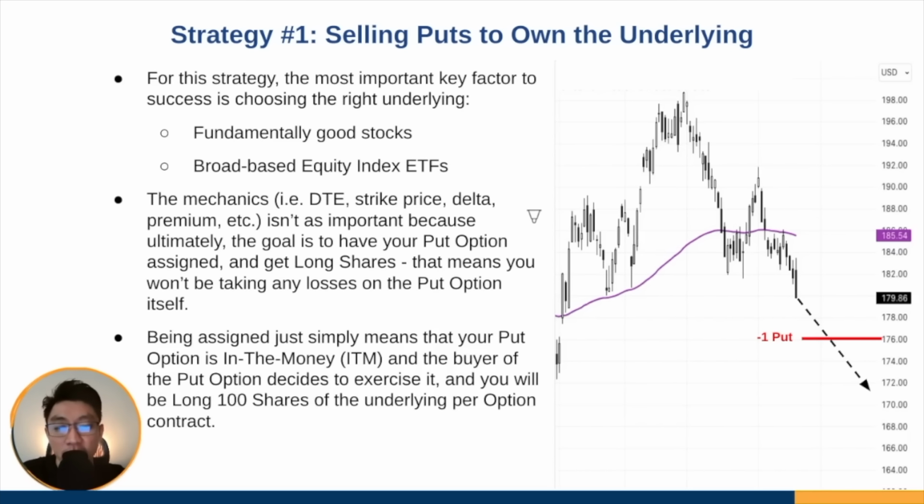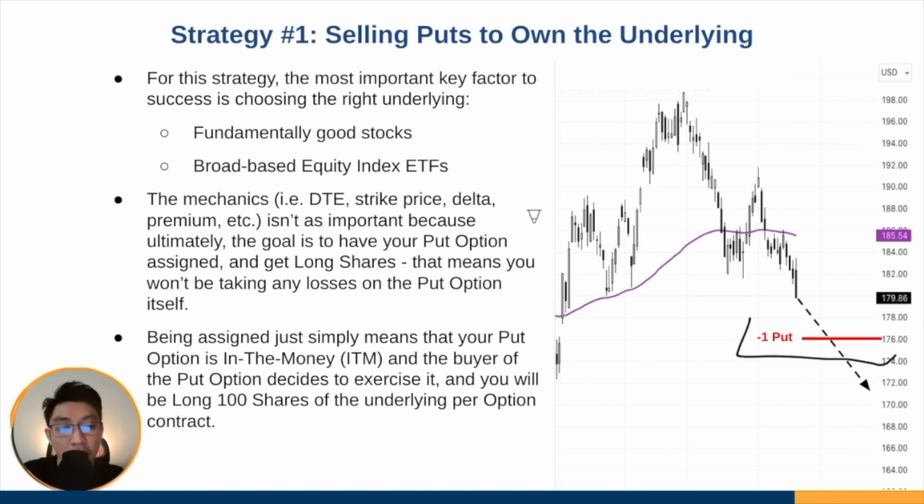Now next, if you're not very familiar with what being assigned means, it basically means that your put option is in the money and the buyer of the put option decides to exercise it. Once they exercise it, you'll be long 100 shares of the underlying per option contract. As you can see down here, I just drew an example.